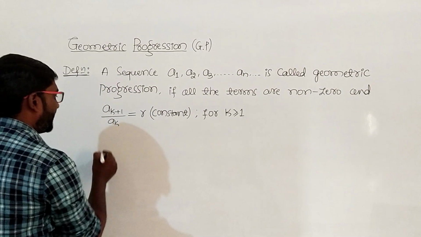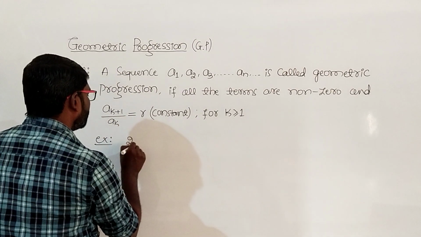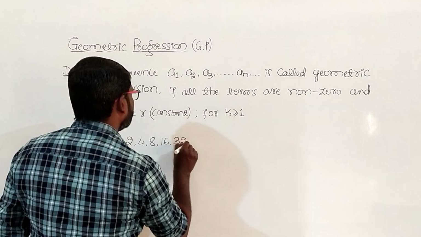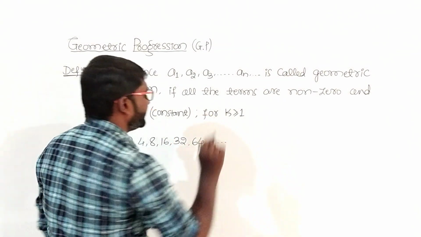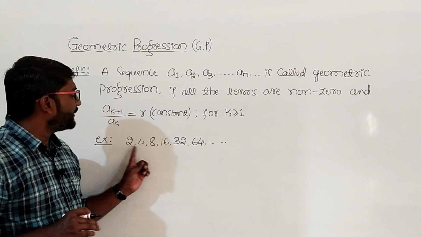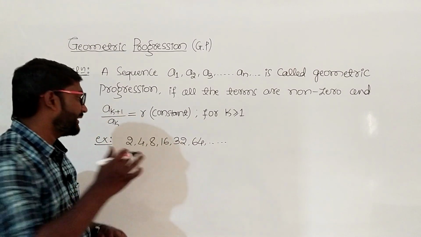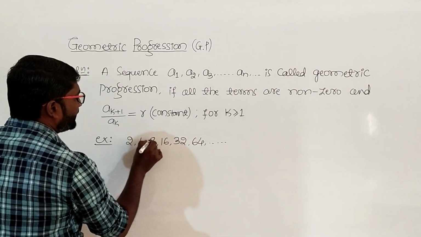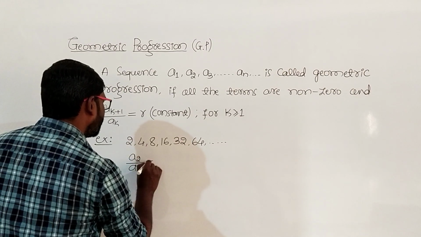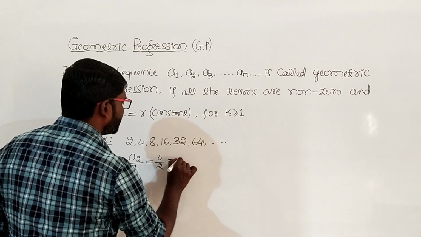So for example, we'll take an example now. 2, 4, 8, 16, 32, 64 and it continues. Is that clear? So I have taken this sequence. So now let us go for A2 by A1 and A3 by A2, A4 by A3 and then A5 by A4. We'll calculate a few values. So this is A1, A2, A3, A4, A5, A6. So I'll be going for A2 by A1. A2 by A1 is 4 by 2, that is 2.